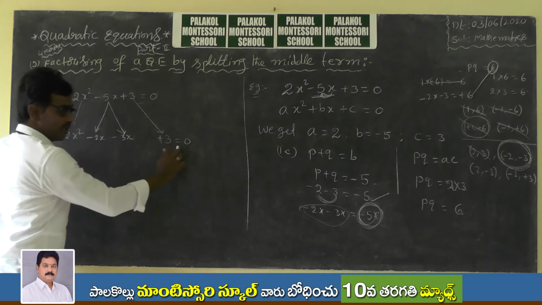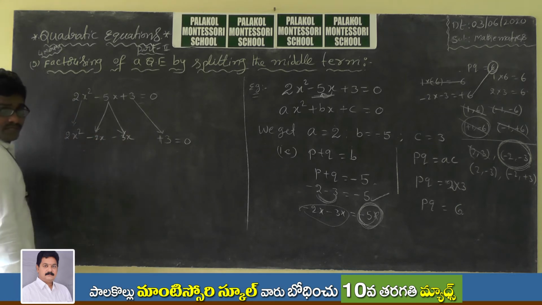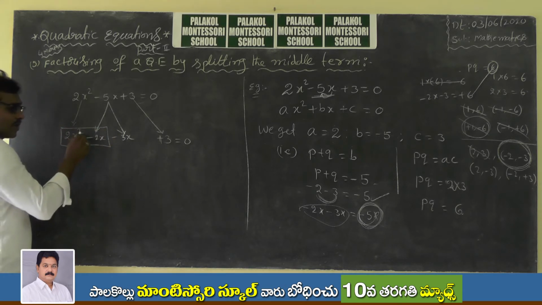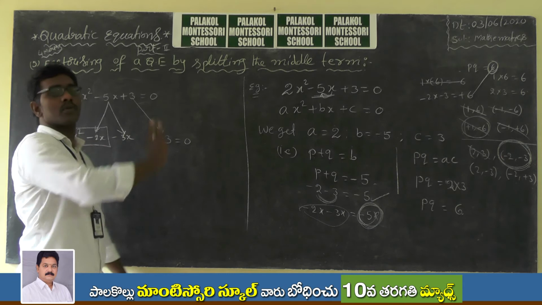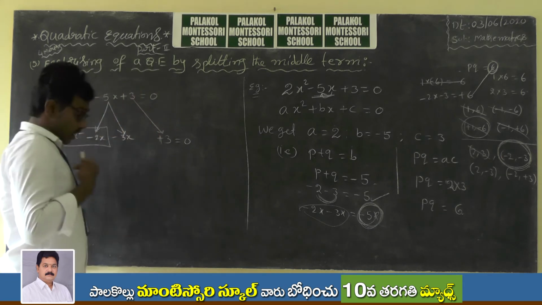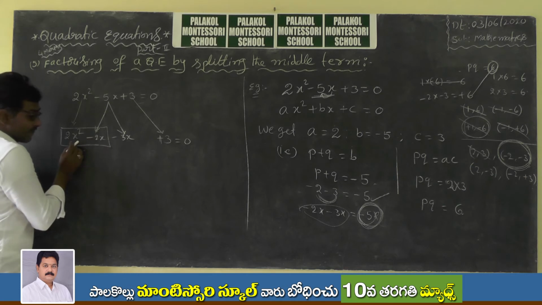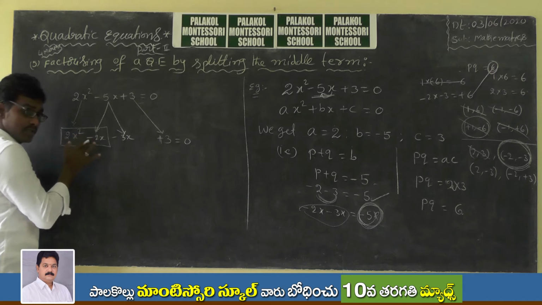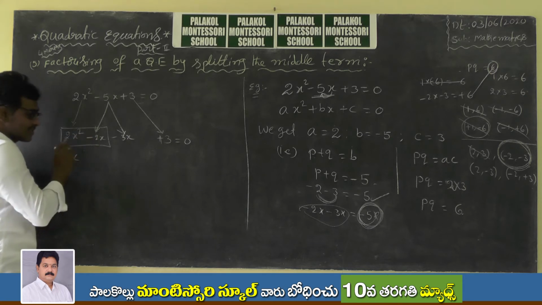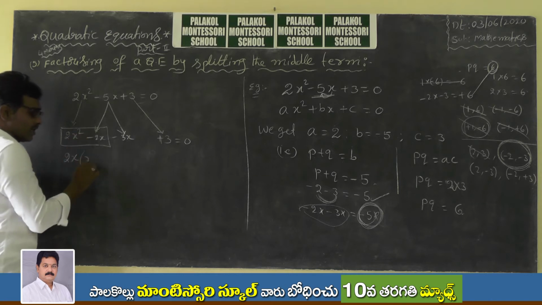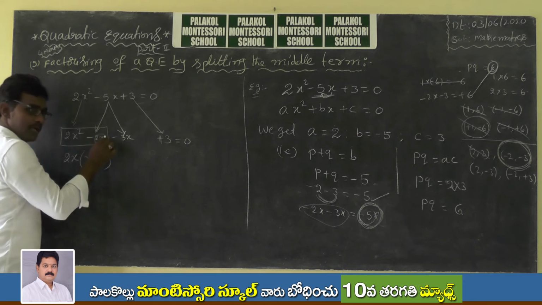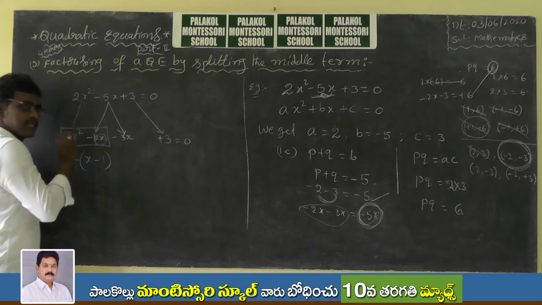How many terms are formed here? 4 terms are formed here in the quadratic equation. So guys, first 2 terms are selected: 2x square minus 2x. Not only the first 2 terms, you can select any 2 terms in this. So now I have selected the first 2 terms. In the first 2 terms, 2x square minus 2x, 2x is common to both. What remains here? x. What remains here? Minus 1. Why? Because 2x is common, here remaining is 1.